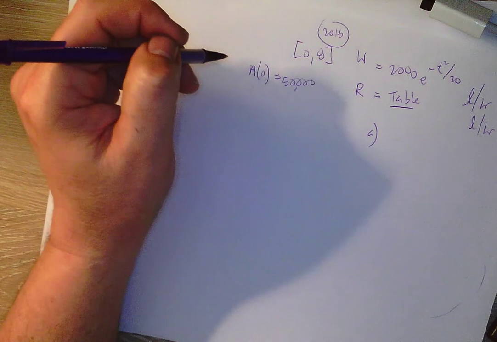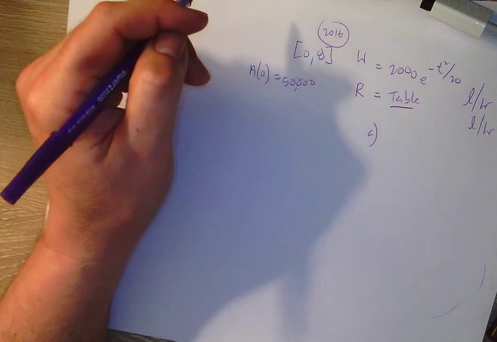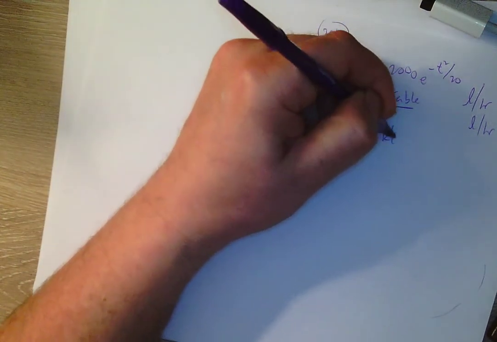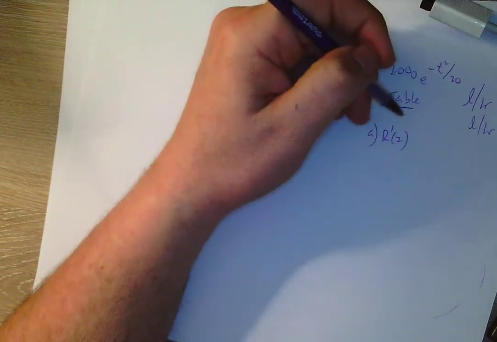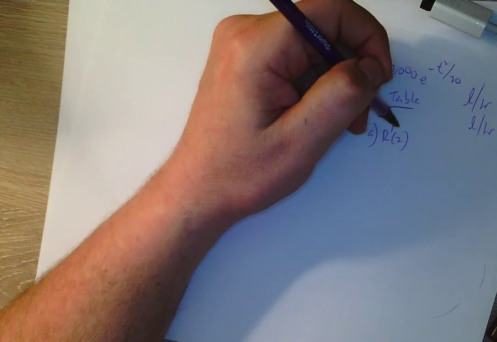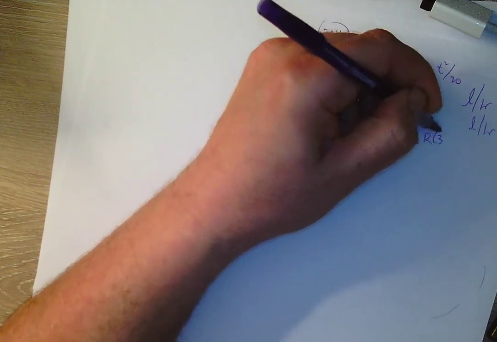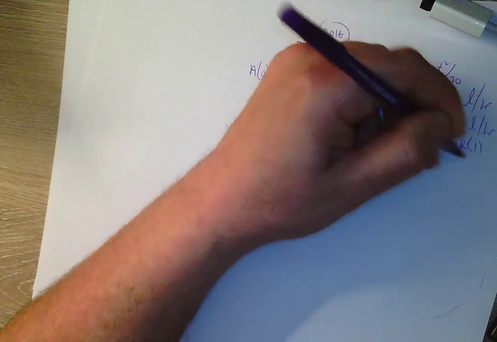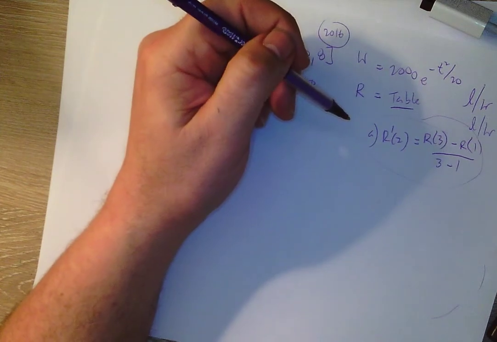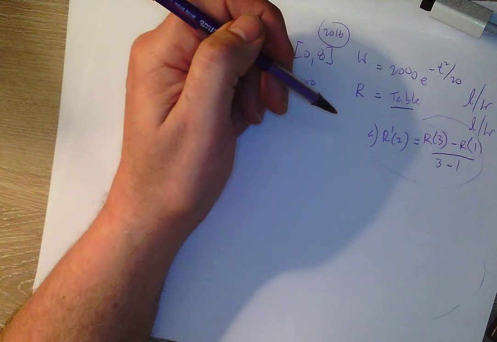Estimate R prime of 2. Show work that leads to your answer. Indicate units of measure. Okay, so R prime of 2 is the rate of change. I want the slope at 2. I don't have a function to plug 2 into, but I can approximate that by using the average rate of change: R of 3 minus R of 1 over 3 minus 1. By the way, this is the work they want to see. You don't need to do anything more than that amount of work to show them.